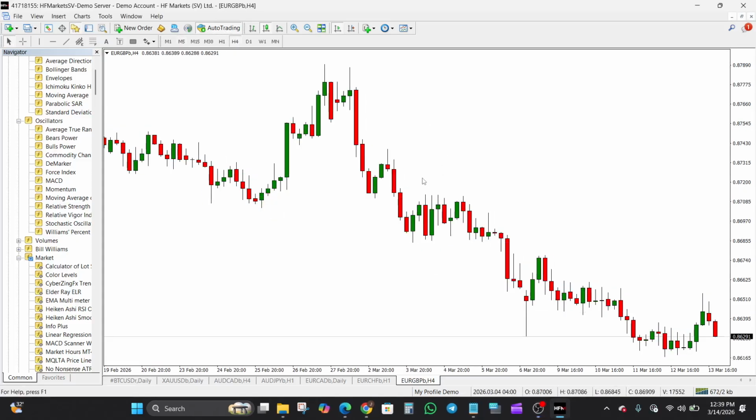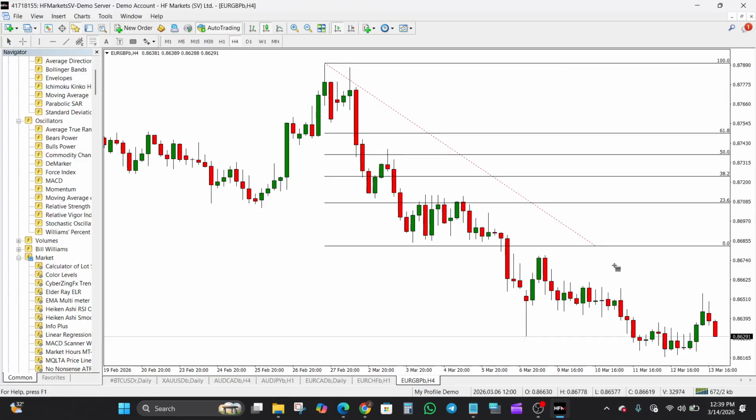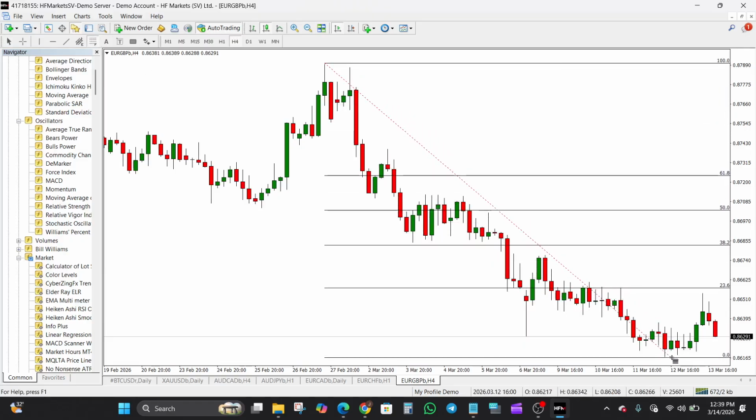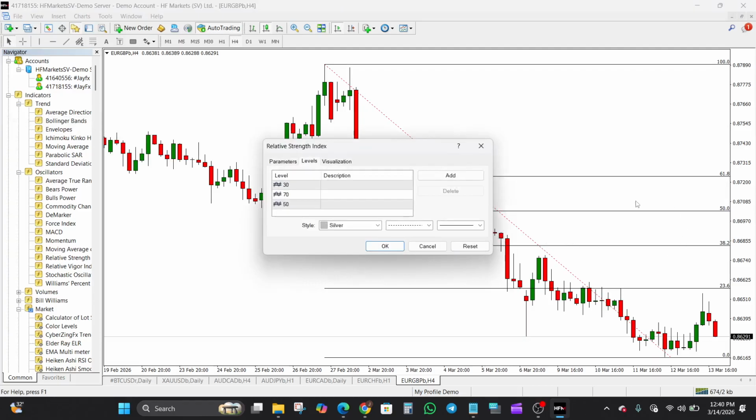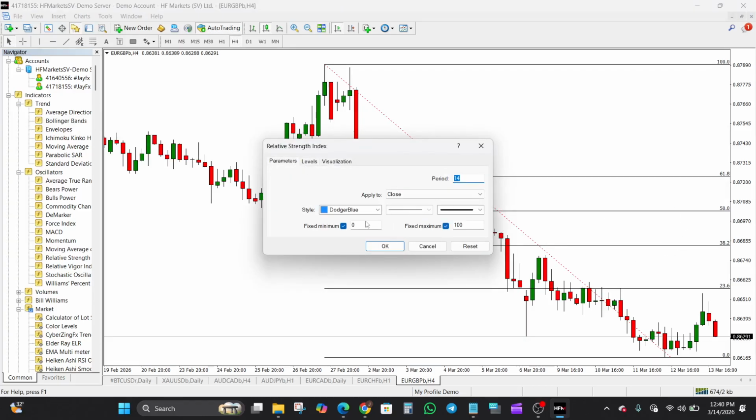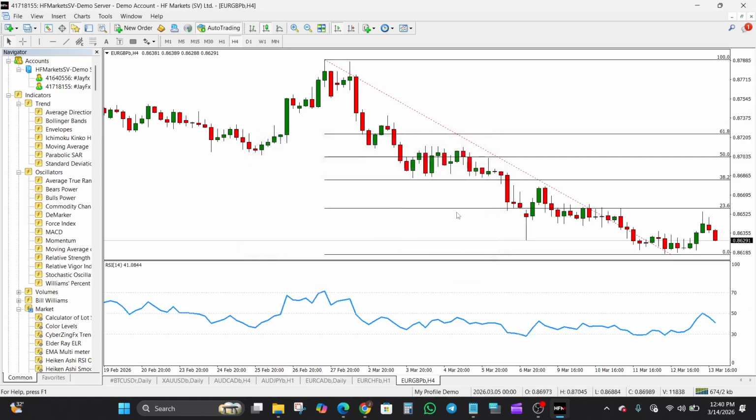We are going to be focusing on the 4-hour time frame, and we are going to be making use of Fibonacci retracements from recent swing highs and lows to identify key levels. And then we're going to be combining the Fibonacci retracement with the relative strength index, period 14.